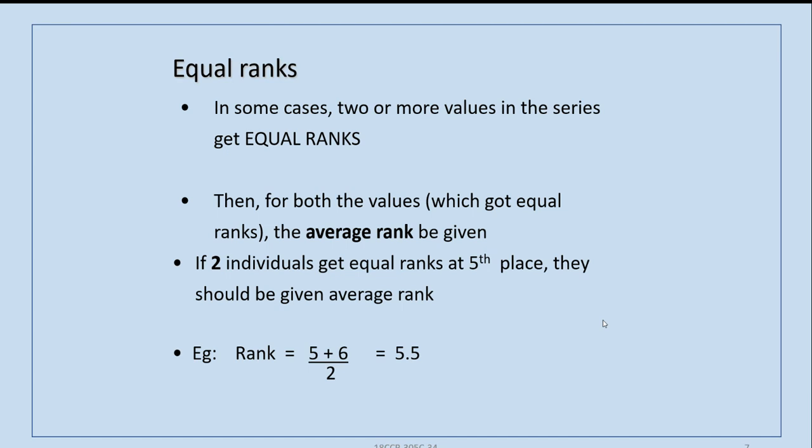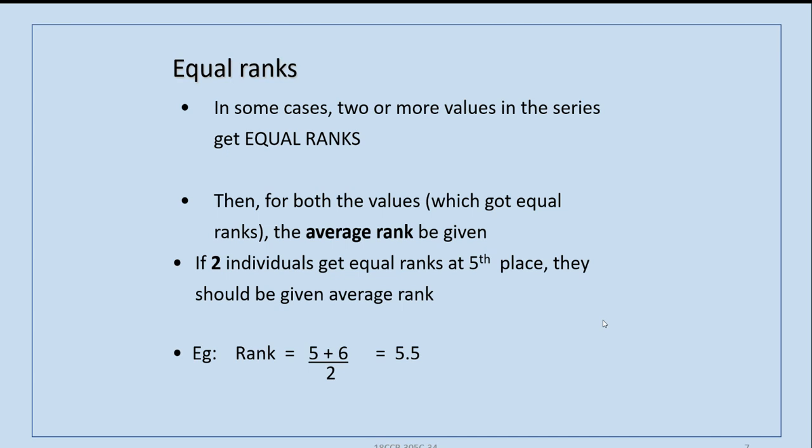So when 2 persons are there, we have to give 2 ranks. So naturally we will give 5th rank to one person and 6th rank to another person. But since the values are equal, the variables are equal, we have to give the same rank. So what we will do here, we will take the average of 5th and 6th ranks, that is (5 + 6) / 2. Then we will get 5.5. So both these persons will be awarded 5.5 rank. It is not 5 or 6. We will award 5.5 rank.